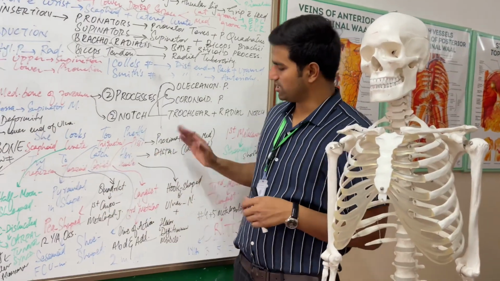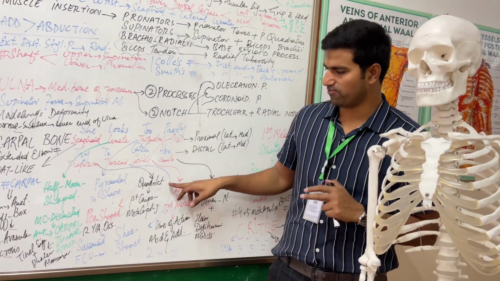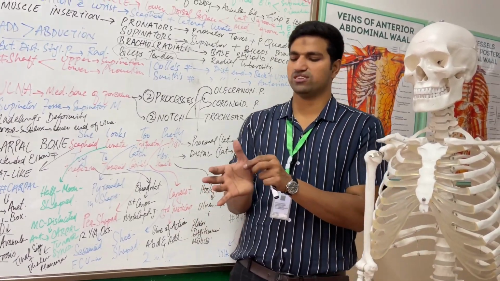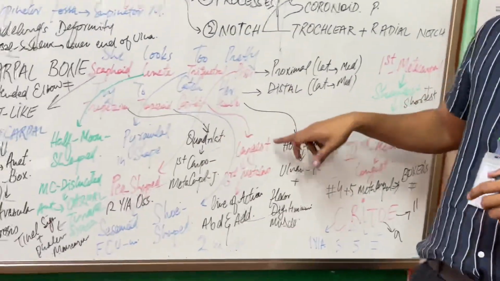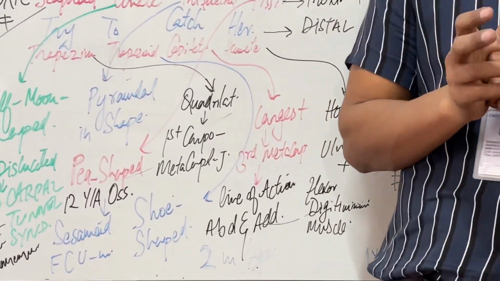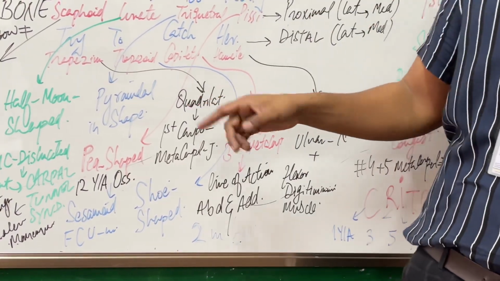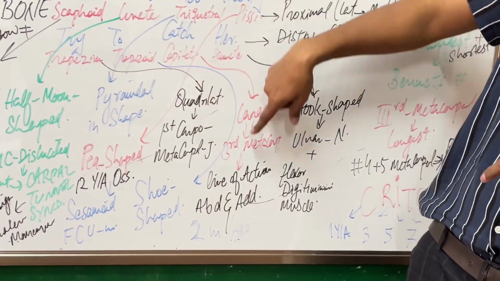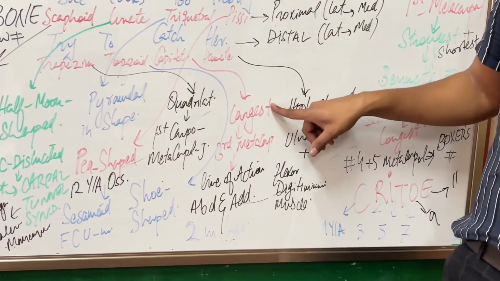Then comes the distal row. First of all, the trapezium is a quadrilateral shaped bone and makes a joint with the first metacarpal of the thumb. Then the trapezoid, shoe shaped bone. Then the third one is the capitate, which is the largest carpal bone.